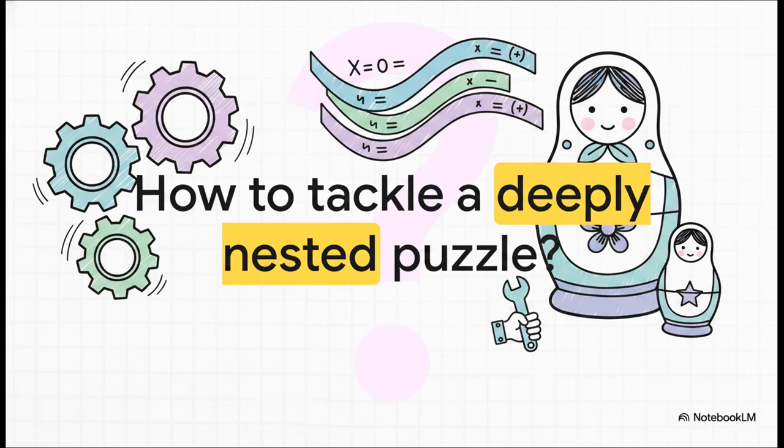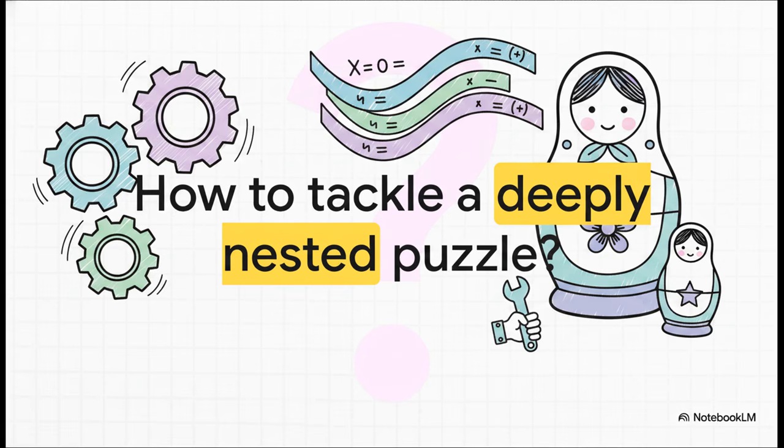So, how exactly do we tackle a deeply nested mathematical puzzle? Well, think about composite functions. They're essentially layers upon layers of equations. It's kind of like a beautifully engineered set of mechanical gears, or a classic set of Russian nesting dolls. You can't truly understand how that tiny innermost doll was carved just by staring at the giant outer shell, right? You've got to take them apart piece by piece.